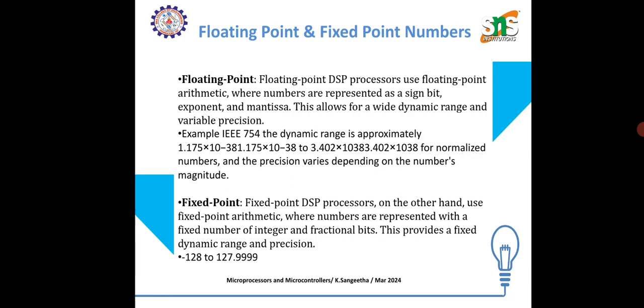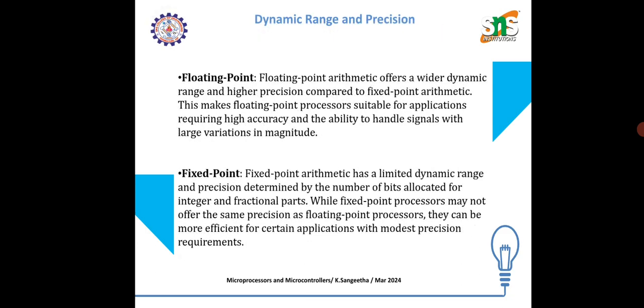For example, in IEEE 754, the dynamic range is approximately 1.175 into 10 to the power minus 38 to 3.402 into 10 to the power 38 for normalized numbers, and the precision varies depending on the number's magnitude. Now for fixed point, DSP processors on the other hand use fixed point arithmetic where numbers are represented within a fixed number of integer and fractional bits. This provides a fixed dynamic range and precision, for example minus 128 to plus 127.99.